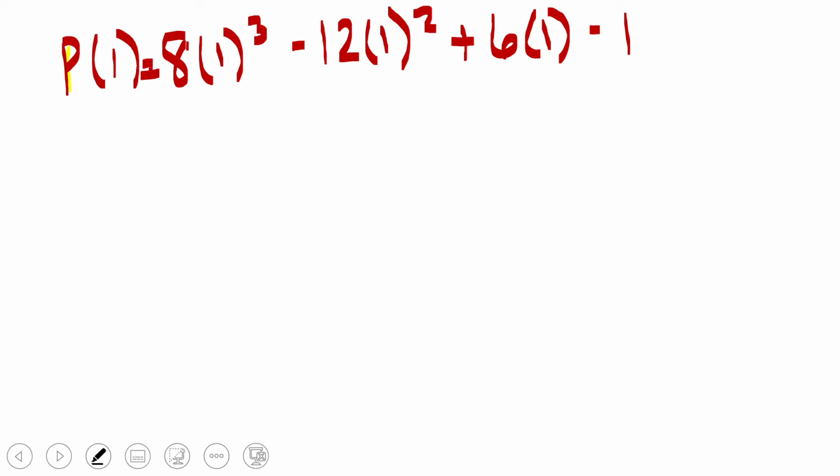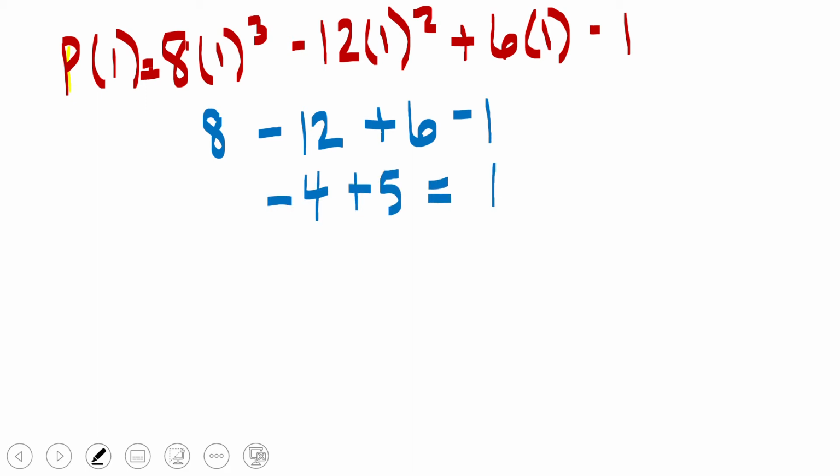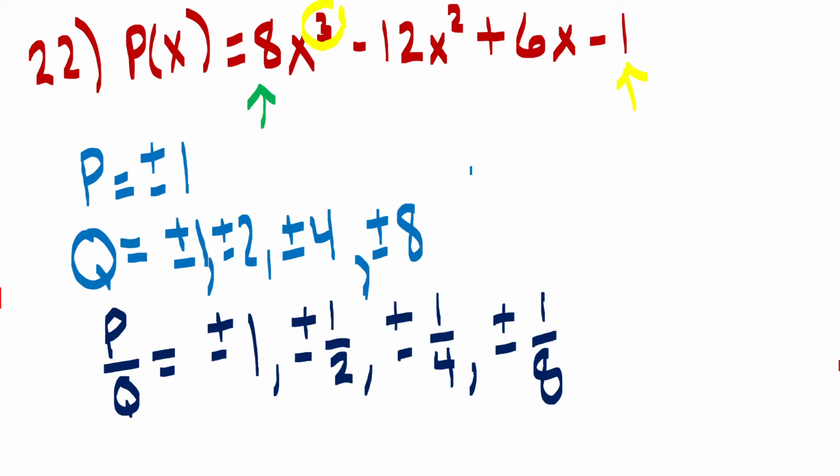So that will give us 8 minus 12 plus 6 minus 1. Solving for this, we get p of 1 is equal to 1. That's not a 0, so that is not a solution to this polynomial. Let's try the 1/2. And we're going to try positive 1/2.